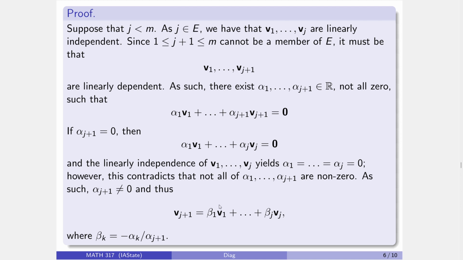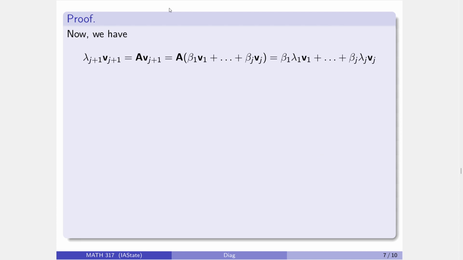Now, so we know that the betas have to all be non-zero. However, what else do we know about the v's? We know they are eigenvectors. So what happens when I multiply this by A? Well, if I multiply v sub j plus 1 by A, v sub j plus 1 is an eigenvector, and specifically associated with the eigenvalue lambda j plus 1. v sub j plus 1 we know is a linear combo, and matrix multiplication distributes, and these are all eigenvectors, so they multiply out correctly like this, giving us this expression.